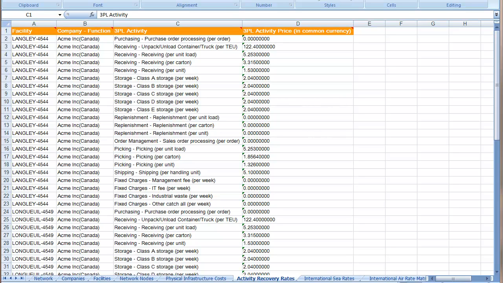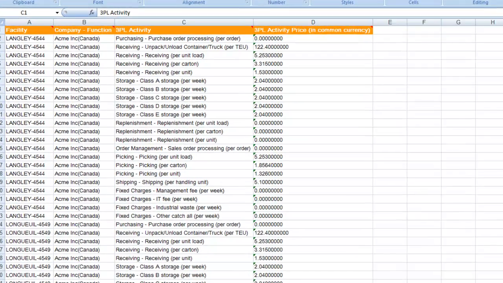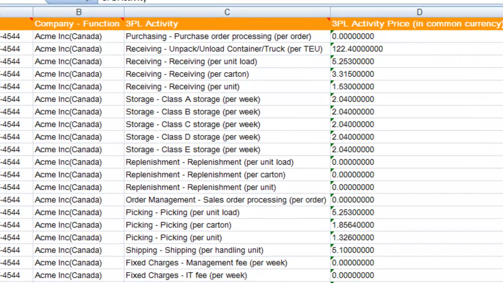Populating activity recovery rates enables OC to calculate the 3PL fees that will either be paid or received depending on whether you are outsourcing or are the service provider. The 3PL activity concept represents the billable activities that a 3PL performs.